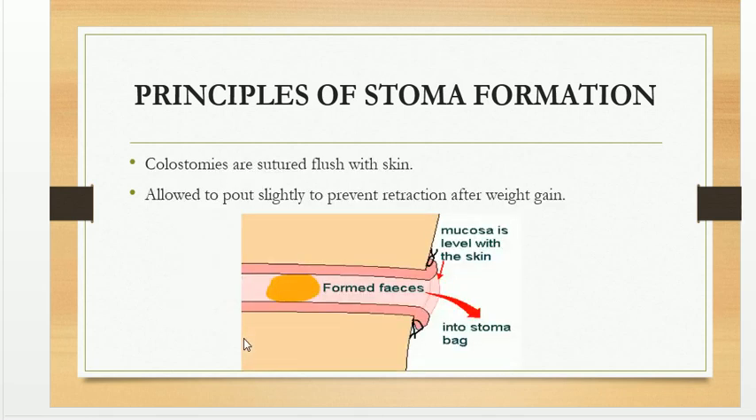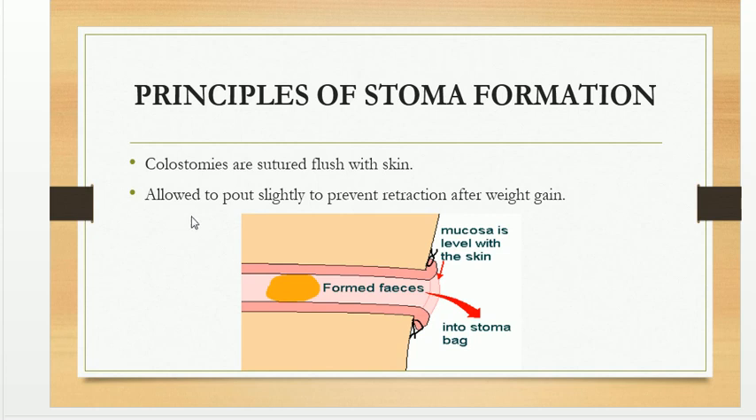Colostomies are sutured flush with skin. This is the thing which I was explaining in the previous slide. As in the case of ileostomy, you have seen, in the case of colostomy you can see it's not elevated above the skin. It is at the level of the skin, because the contents are feces.